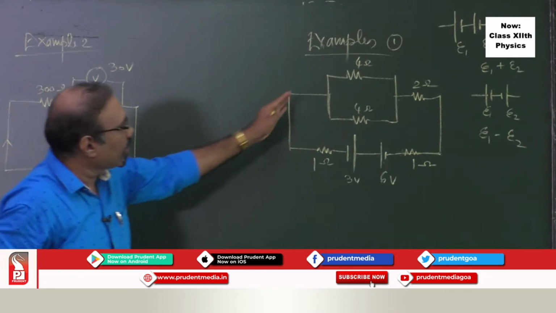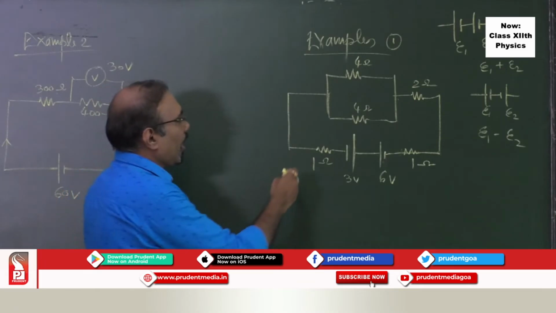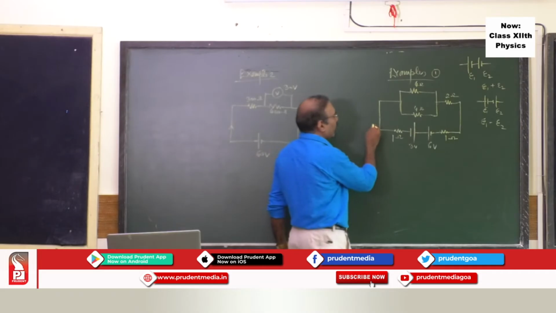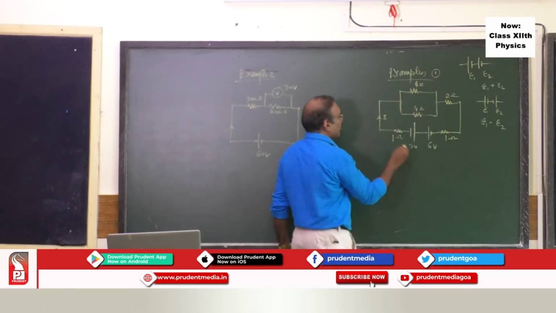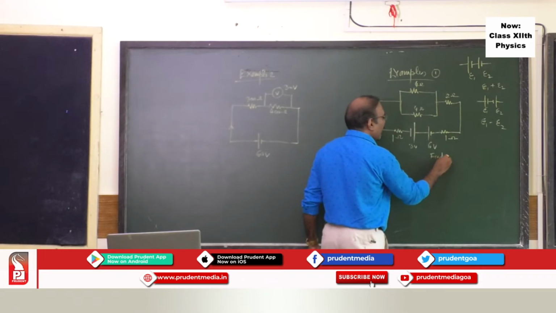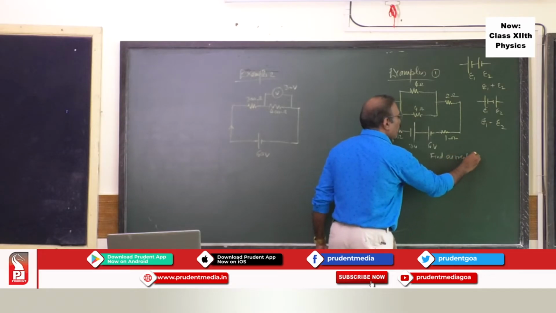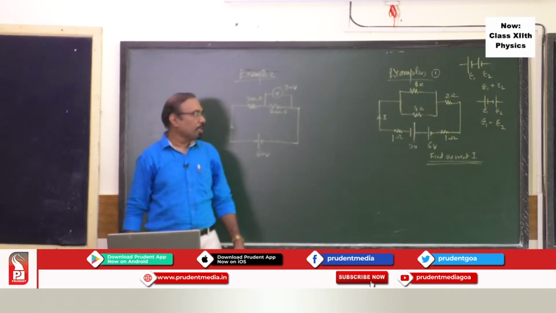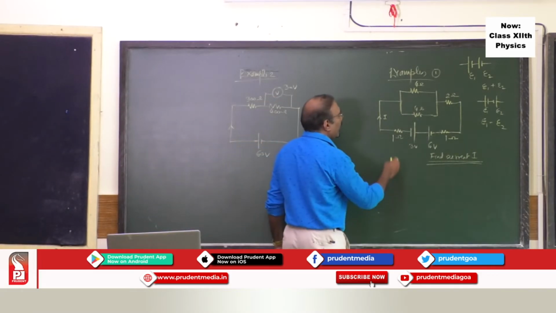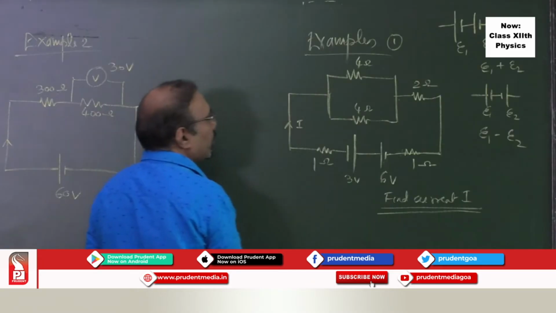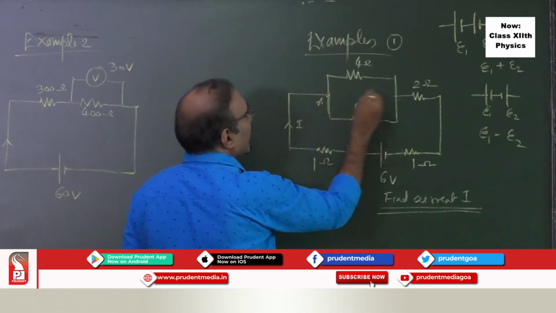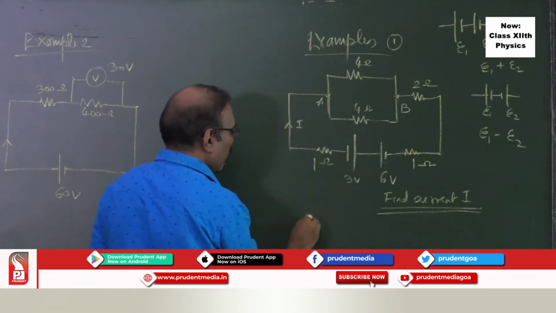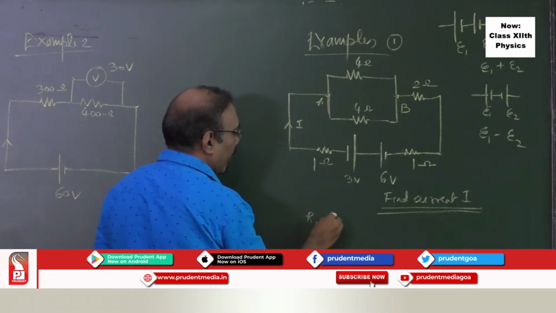So we have a situation here where the cells are given, the network is given, and suppose you are asked to find out the main current. Main current I is to be found out. So find current I. So what will you do first in this type of circuit? Straight away you would find out the equivalent resistance of this. You can take this point as A, this point as B, and find the equivalent resistance between AB first.